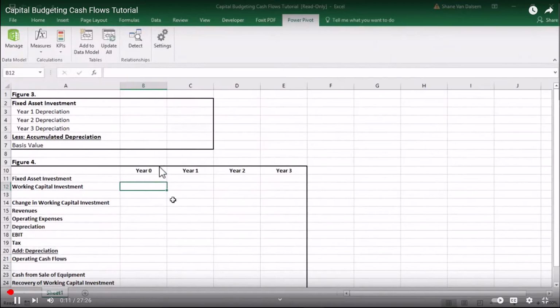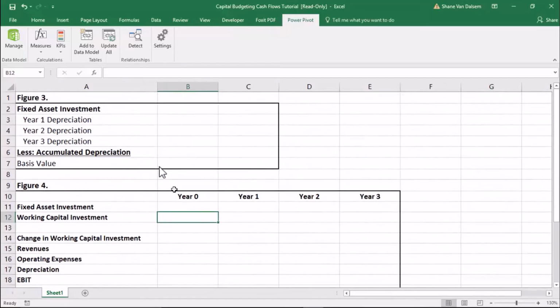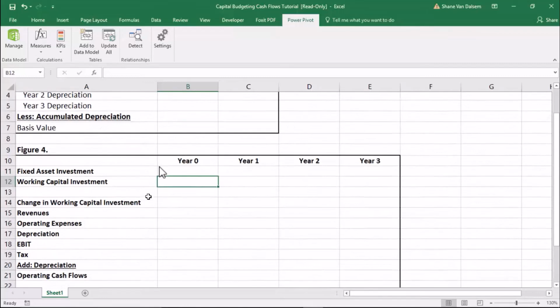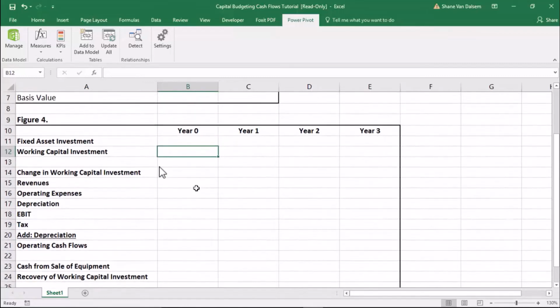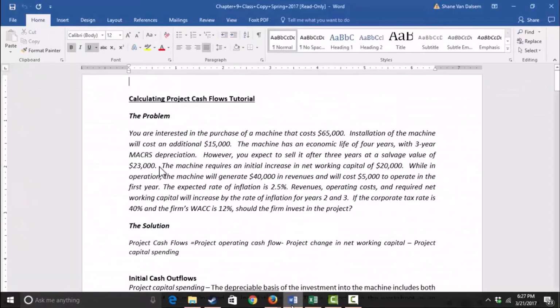This spreadsheet is actually in the tutorial. I'm going to show you how to work through the spreadsheet in Excel and also demonstrate how to calculate all the different capital budgeting tools that we've learned previously in Excel. So let's get started with the tutorial here.